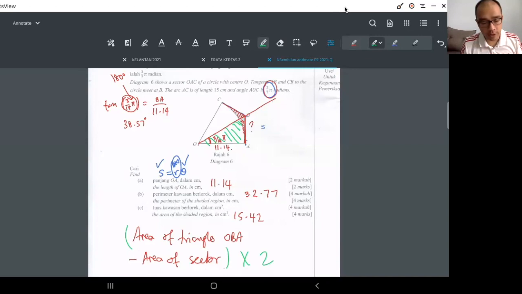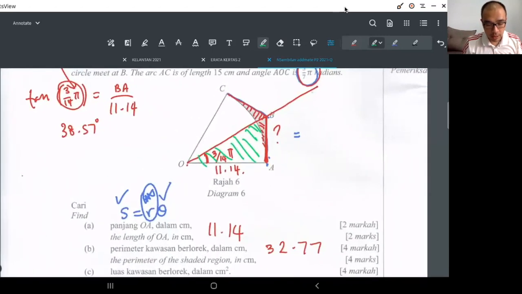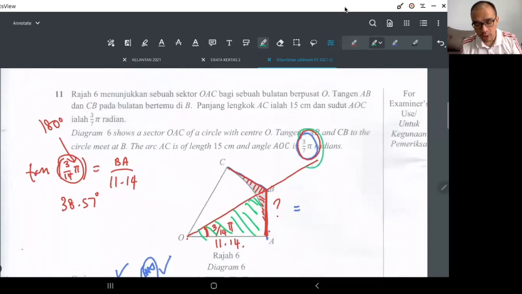My only worry is that you will forget to change this 3/14 or 3/7 to degrees when you need to change it to degrees. So be aware of this. Most of the time the mistakes will come from there. You forget to change the angle value, things like that.